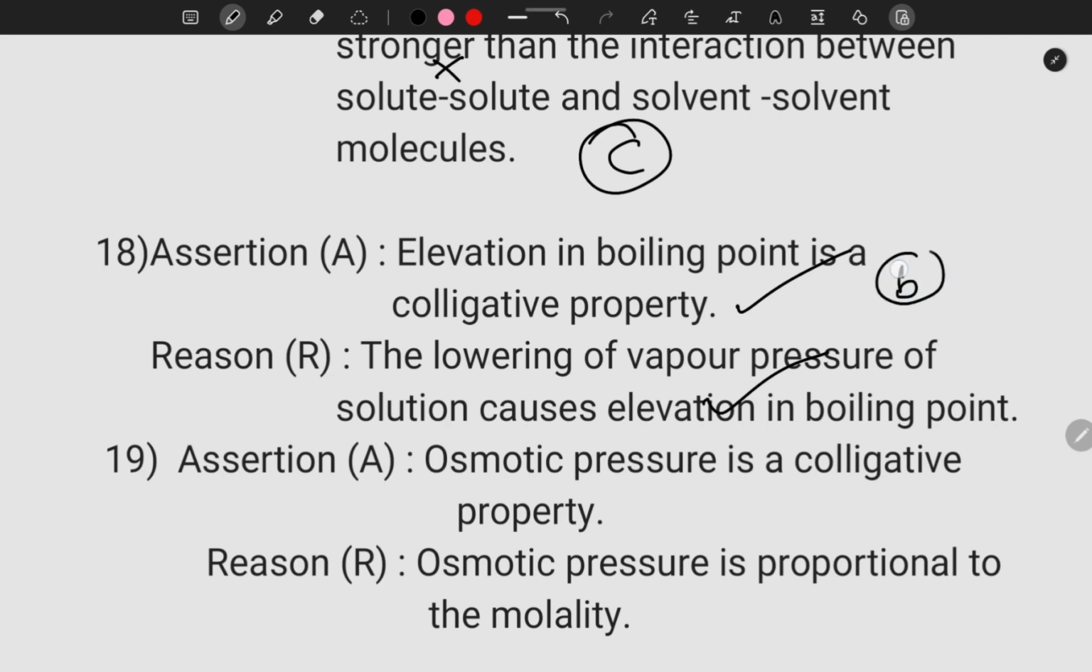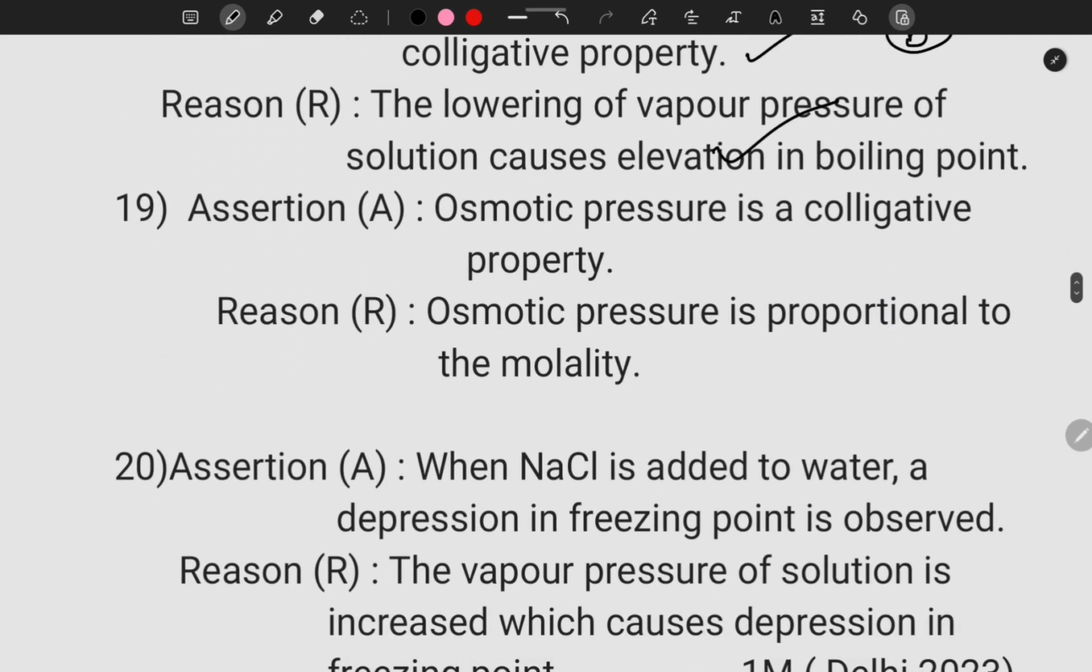So option B. Osmotic pressure is a colligative property, that's a correct statement. Osmotic pressure is proportional to molarity, that is a wrong statement. So assertion correct and reason wrong, option is C.